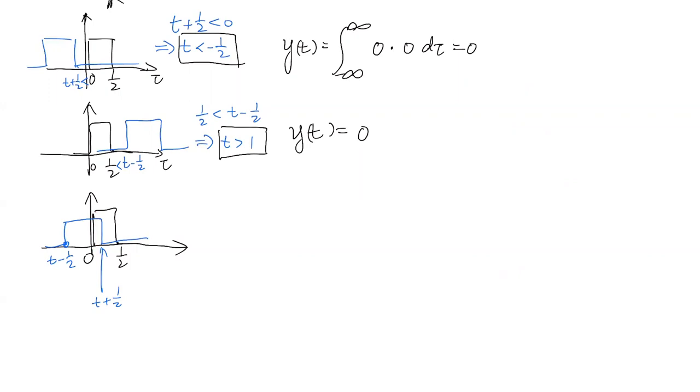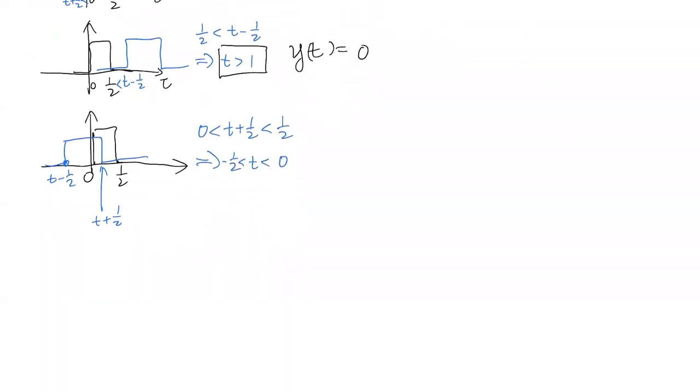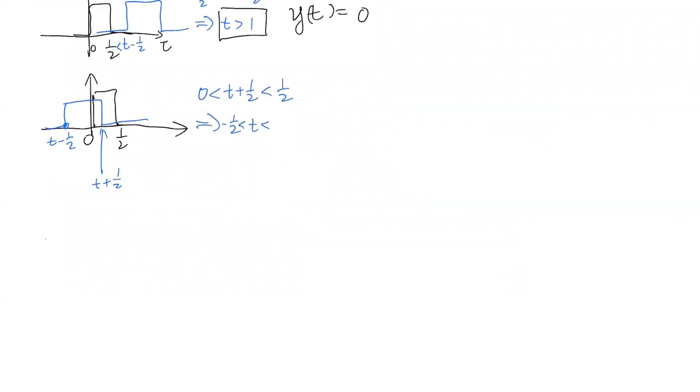So basically what you need is 0 must be less than t plus half, less than positive half, right? So this point must be bounded by the left and the right ends. That's why we have this equation. Because of this, we have t greater than negative half, less than 0. So this is another subinterval, right? And further, we can continue.